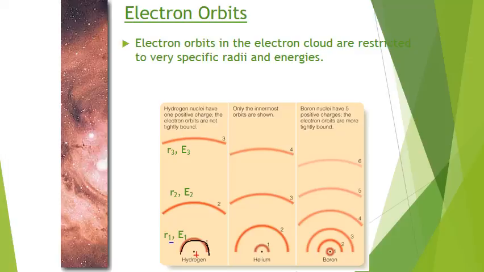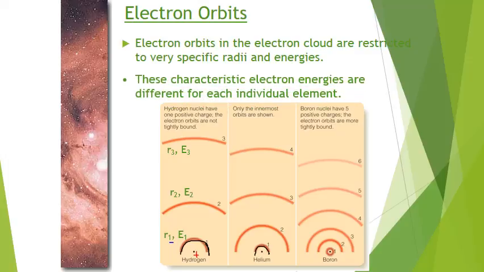It's out here. Whereas notice with helium, the first energy level is closer because there's two positive charges. There's a little more pull there, right? And with boron, you notice that the first energy level is even closer. That's because boron has more protons, and therefore there's more of a pull there.